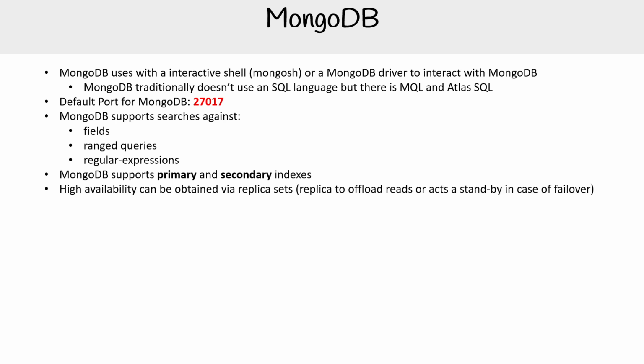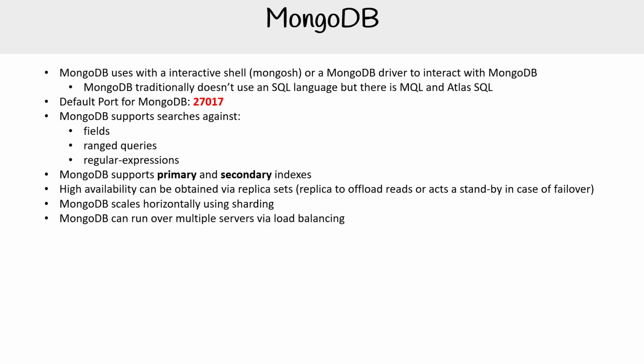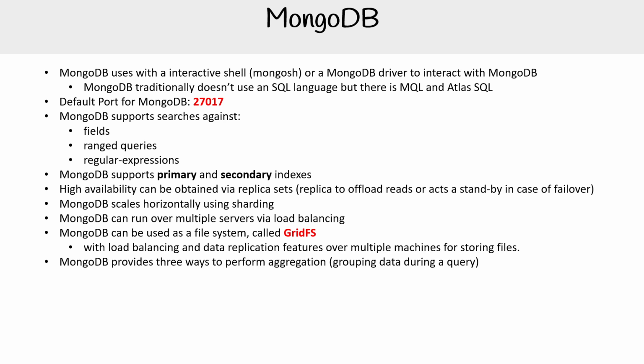It's highly available. It can be obtained via replica sets. MongoDB scales horizontally using sharding. MongoDB can run over multiple servers via load balancing. MongoDB can be used as a file system called GridFS. MongoDB provides 3 ways to perform aggregation. So we have aggregation pipeline, MapReduce, single purpose aggregation.